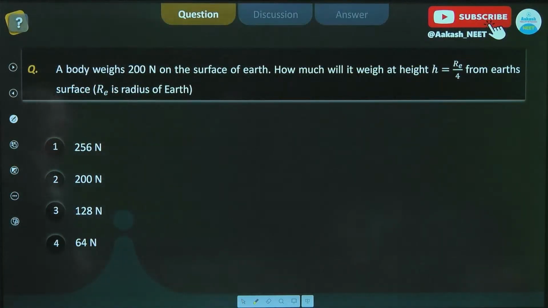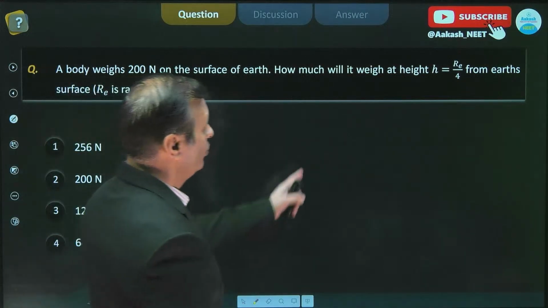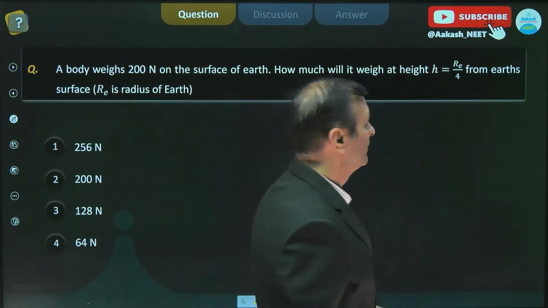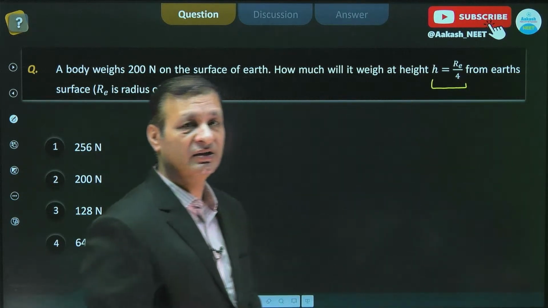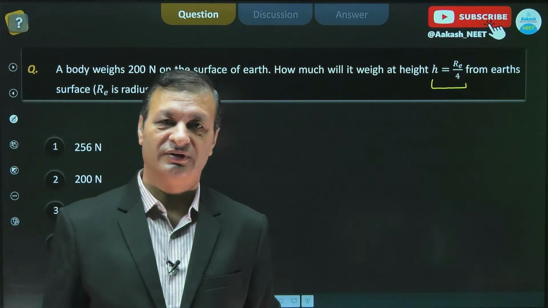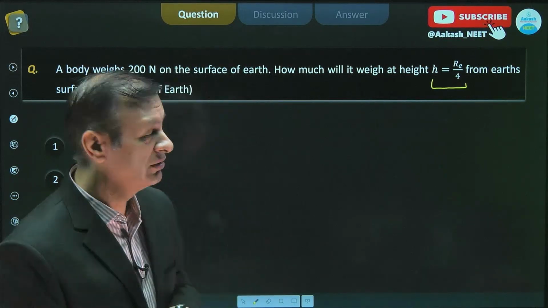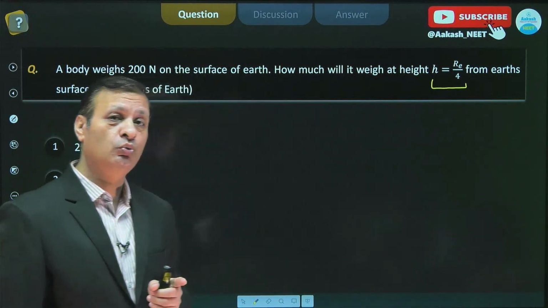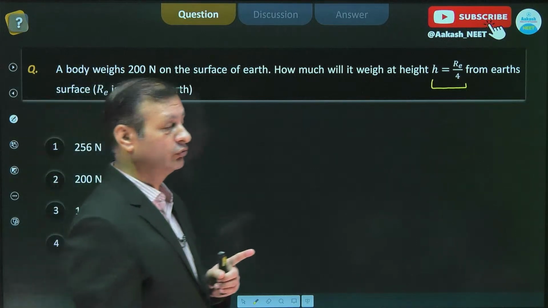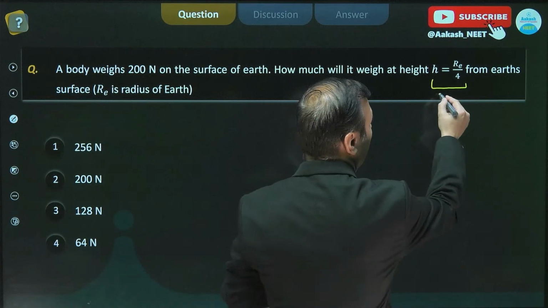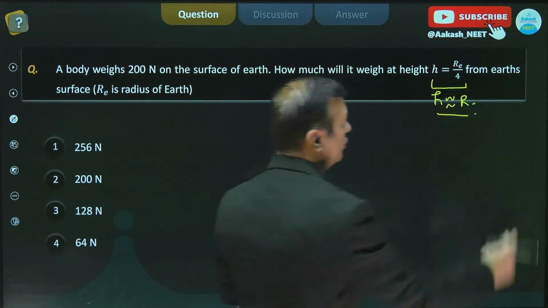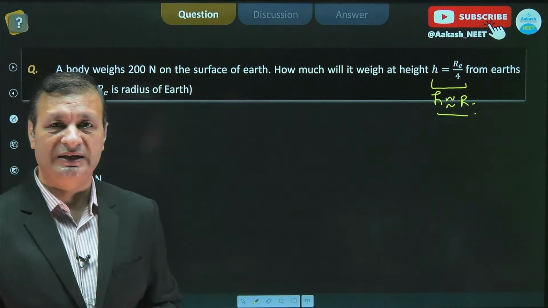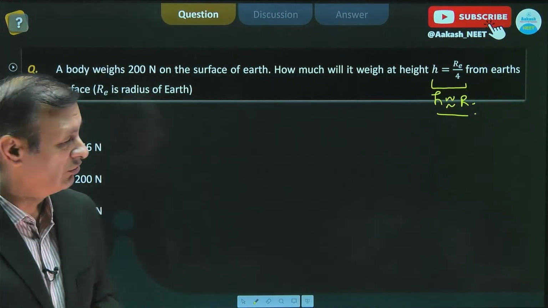A body weighs 200 Newton on the surface of Earth. How much will it weigh at a height h equal to Re by 4? Very important point to be noted, h equal to Re by 4. So this is almost 25%, and h is comparable to r. It's not small enough to be neglected as compared to the size of Earth.